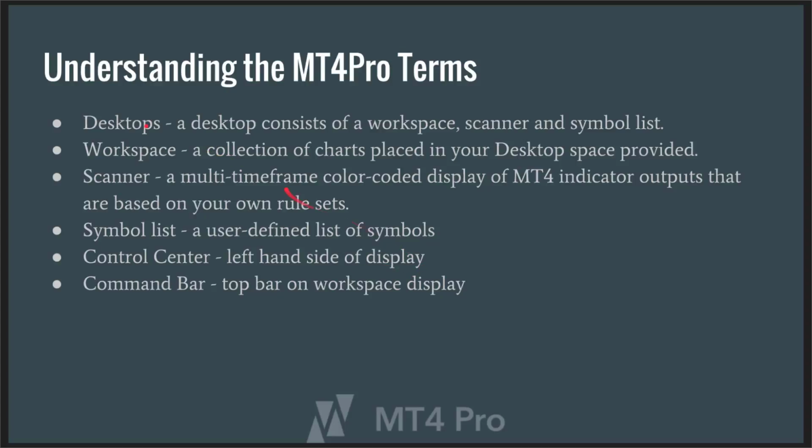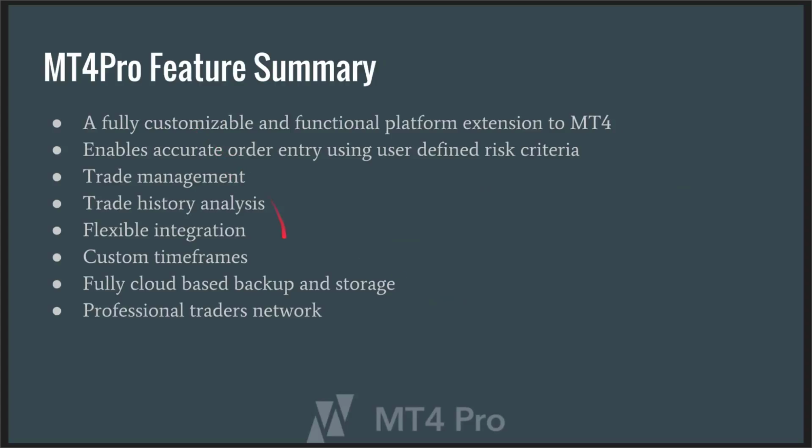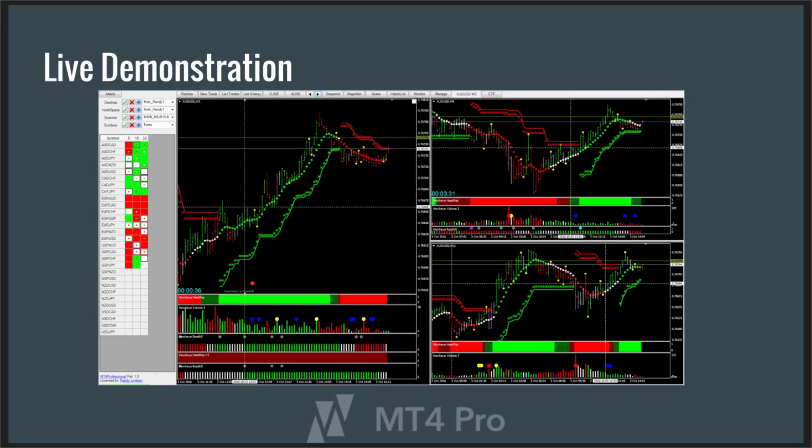The control center is the entire left-hand side display. It includes the one-click desktop, workspace, scanner, and symbol list display, and includes the entire scanner and symbol list items. So it's the entire left-hand control panel. We call that the control center, and you can detach and move it around. The command bar is the top bar that is on top of your workspace display. And I'll be able to show you that. I'm not going to go over these details. I'll go over these during the presentation, so we'll just get right to it.